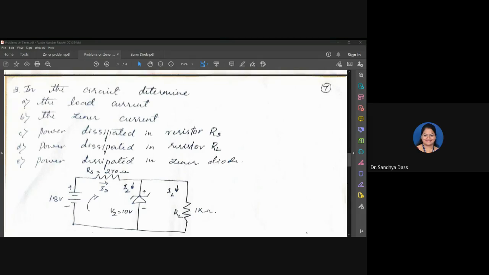Yes, correct. So any queries? Any clarifications?